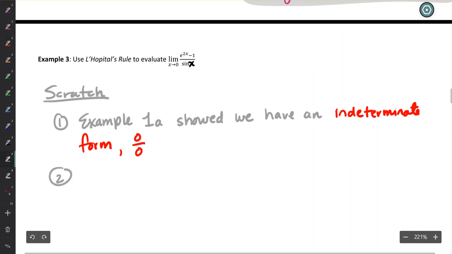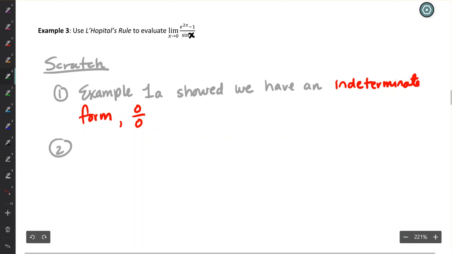The second thing we need is to be able to take the derivatives of your f and your g. You need to be able to take the derivative of the numerator function and the derivative of the denominator function. So this function f of x is equal to e to the 2x minus 1, and g of x is sine x. These guys are both differentiable.